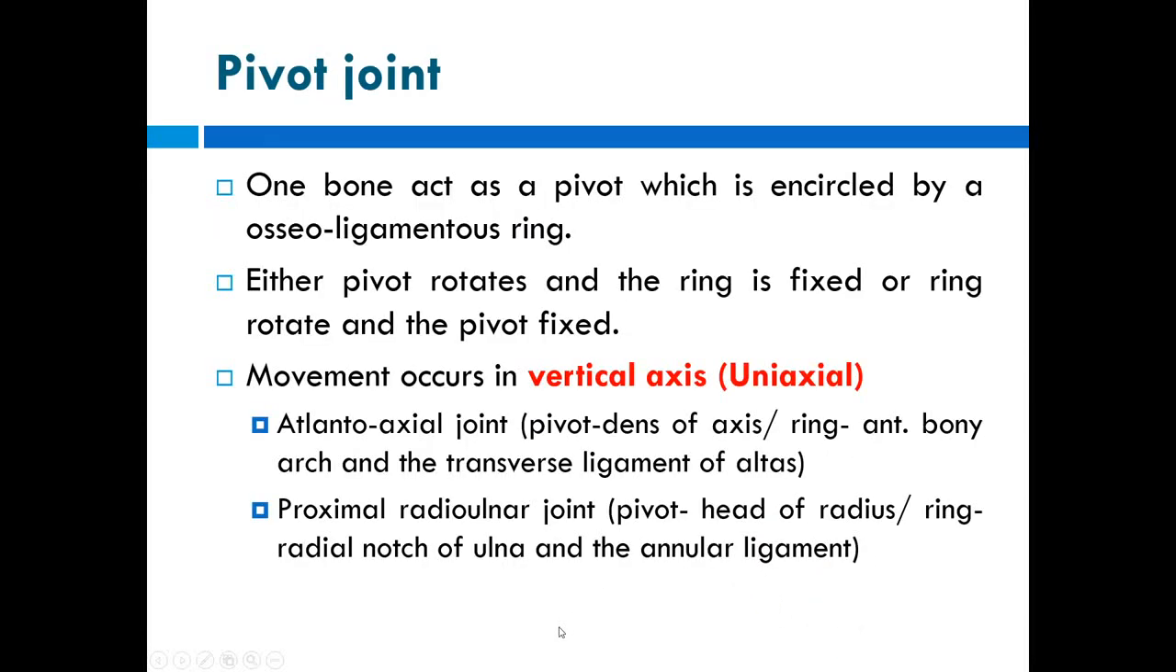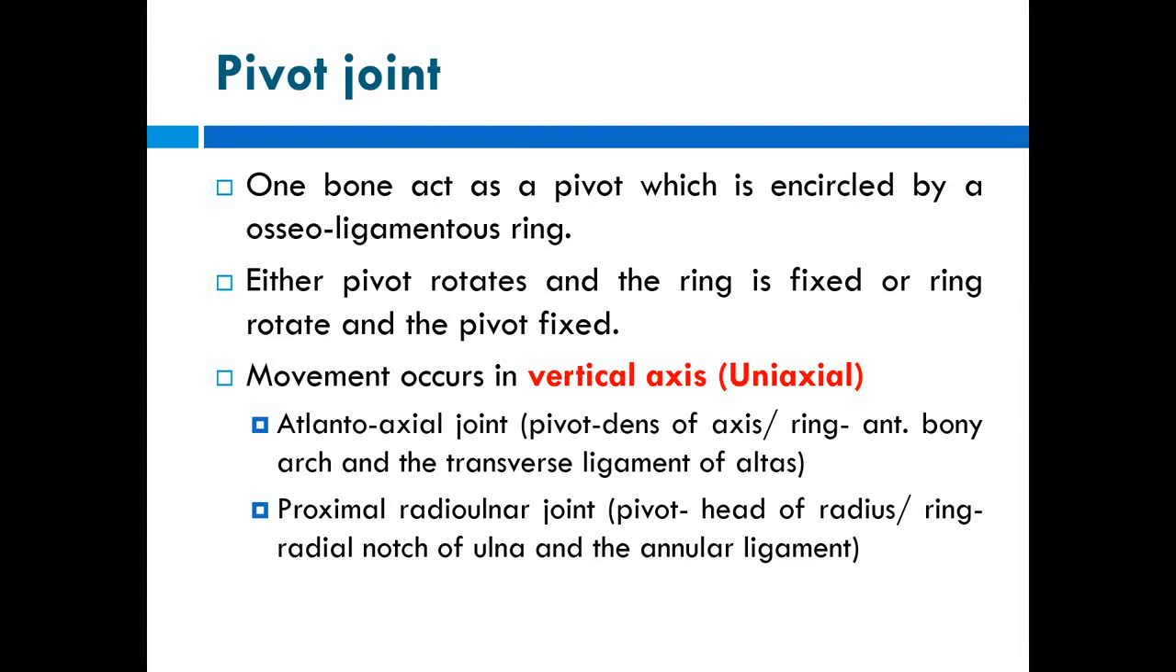Then pivot joint. One bone acts as a pivot which is encircled by an osteoligamentous ring. Either the pivot rotates and the ring is fixed, or the ring rotates and the pivot is fixed. Movement occurs in the vertical axis. It is also a uniaxial joint. For example, atlantoaxial joint.